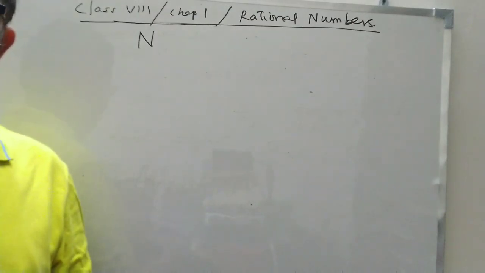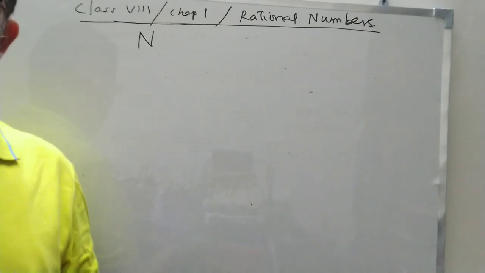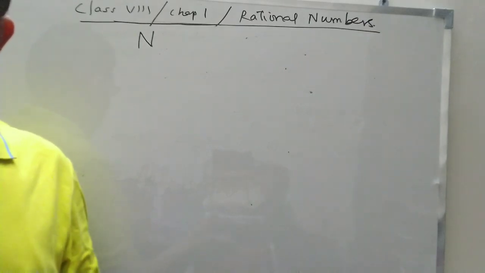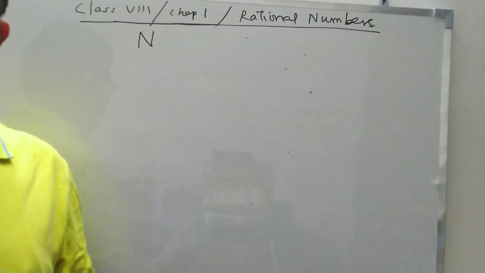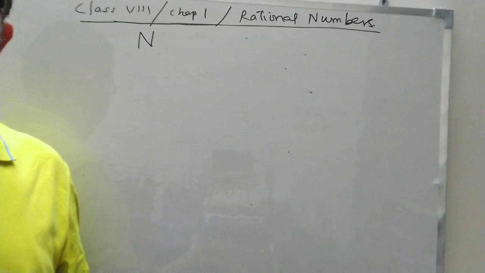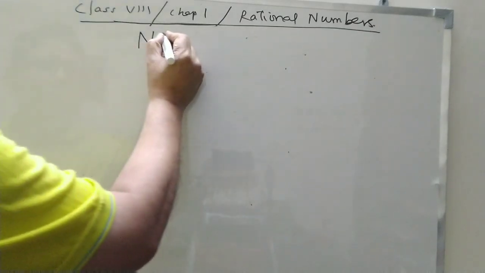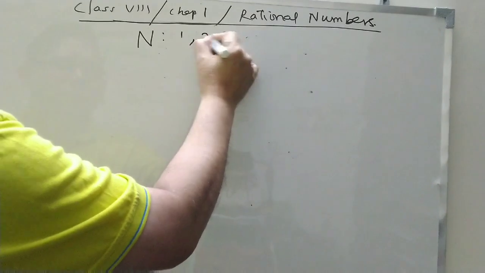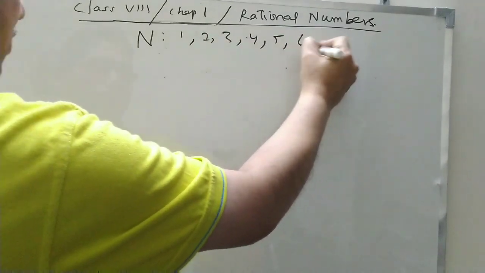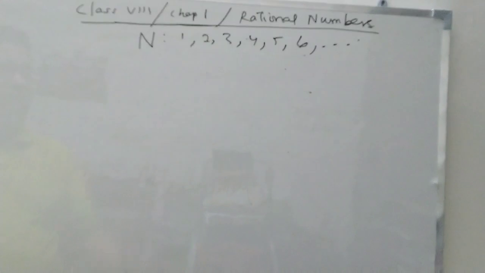So what is exactly the definition of natural numbers? All counting numbers are called natural numbers. How do you count? 1, 2, 3, 4, 5 and so on. This is how you count. So these counting numbers are actually called natural numbers. So let me write it. 1, 2, 3, 4, 5, 6. These are all natural numbers.